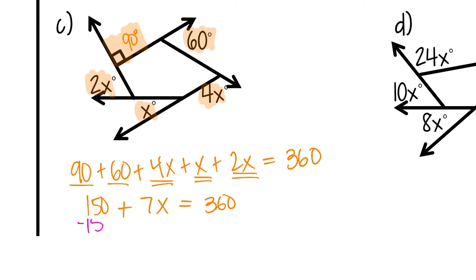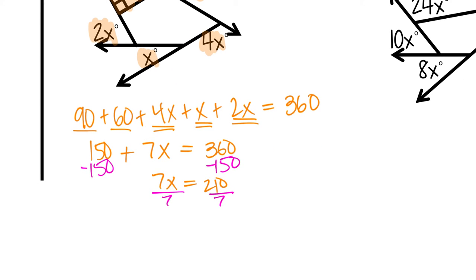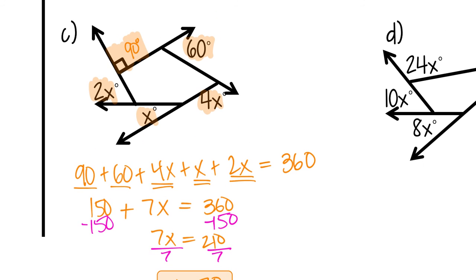Okay, subtract 150 from both sides. So 7x equals 210. Divide by 7. X equals 30. So now that I have that, I can fill in the missing angles. 2 times 30 is 60 degrees, then 30, then 120.